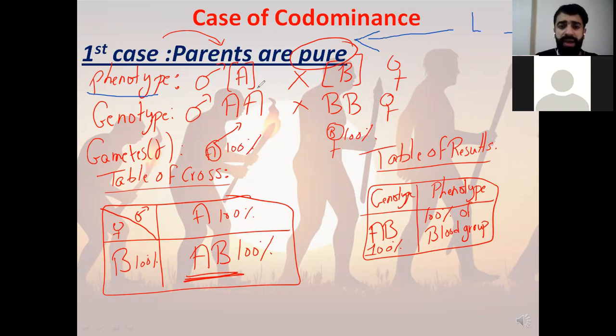So phenotype here, blood group A. We are talking about blood group, and here it's B. Since they are pure, they are homozygous. They have two identical alleles. So the male is AA and the female is BB. And gametes. What are the possible gametes? First gamete is going to be A.